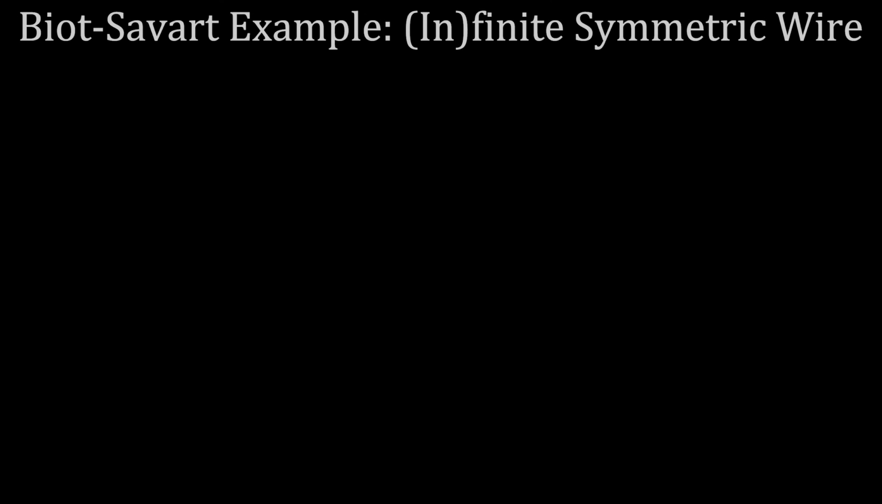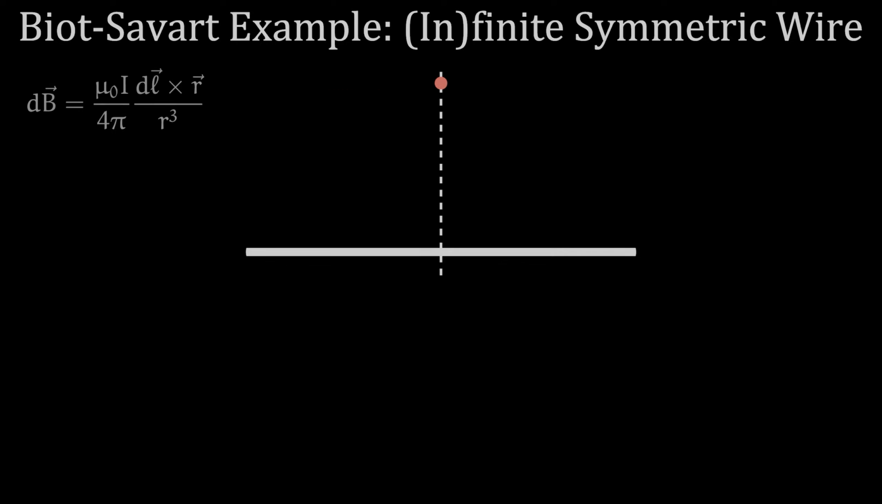Hello there, students. In this video, we're going to apply the Biot-Savart equation to find the B field at a point on the bisecting axis of a finite straight wire, somewhere along this dotted line. We'll pick an arbitrary point on this dotted axis. We start with the differential form of the Biot-Savart equation.